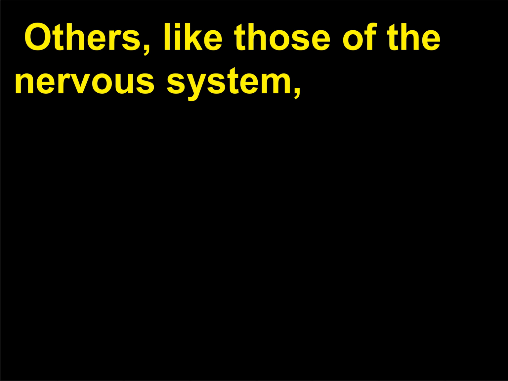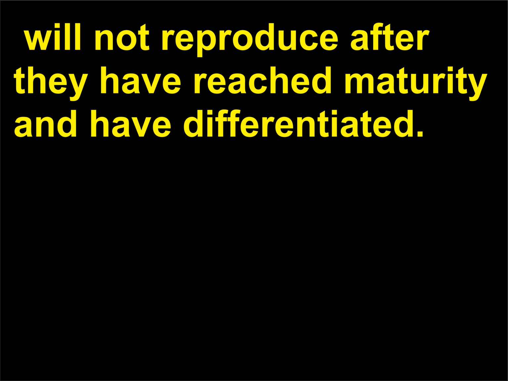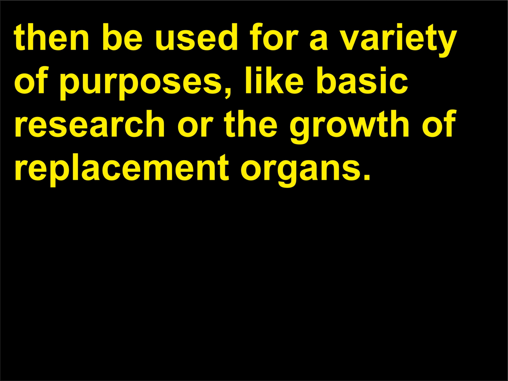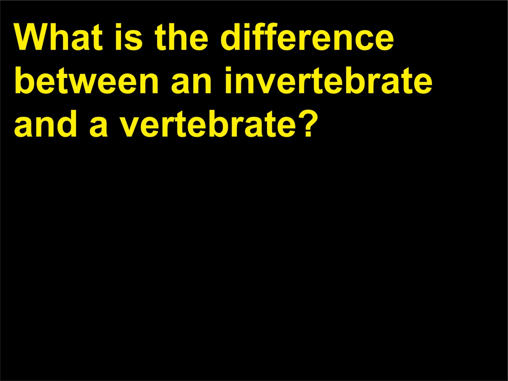Others, like those of the nervous system, will not reproduce after they have reached maturity and have differentiated. The scientific purpose of cloning is to produce many copies of certain types of cells that can then be used for a variety of purposes, like basic research or the growth of replacement organs. What is the difference between an invertebrate and a vertebrate?